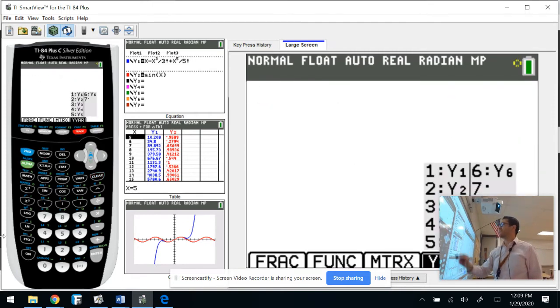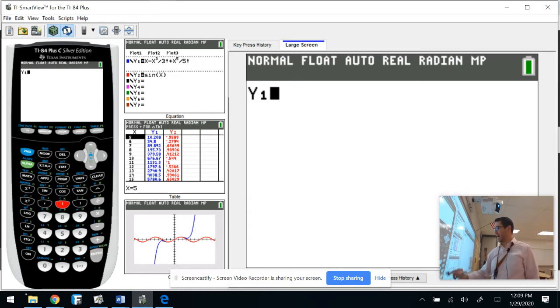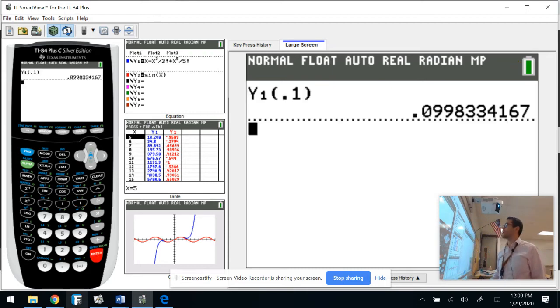I'm going to go alpha trace. I'm going to y1 this guy. It told me to do it for 0.1, right? That's the Maclaurin polynomial approximation at 0.1. What do we get? 0.998.